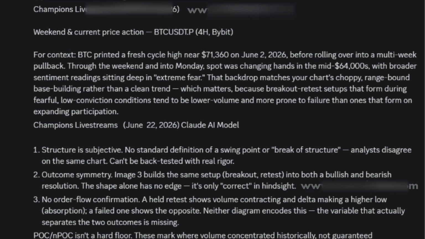So let's begin. The Champions live stream was presented on 22nd June 2026. This is basically the summary presented with the help of Claude and Kimi AI models, and I have also given my own independent technical write-ups in this live stream.